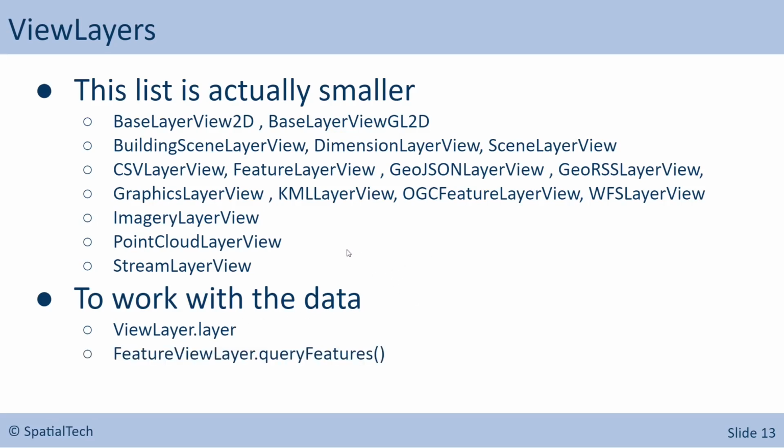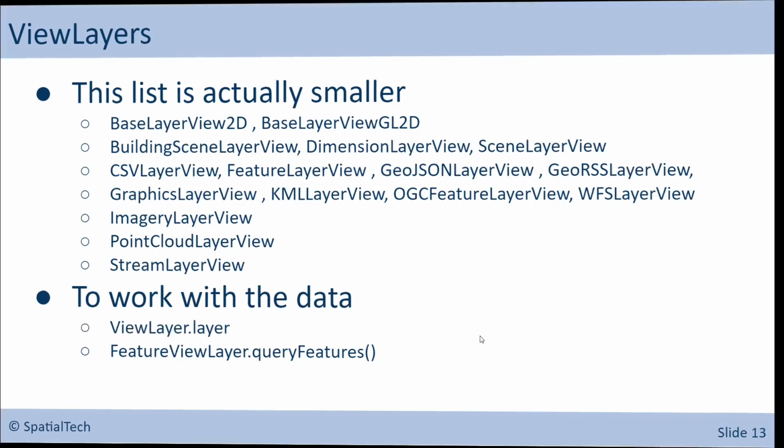But also, and I should say this, I'm saying feature view layer dot query features, because not all of these views above have a method called query features. But the feature layer does, and so this would be different than running view layer dot layer dot query features, which means I'm going all the way back to the server. But feature view layer dot query features means I'm querying stuff that's on the client side. That's the concept.